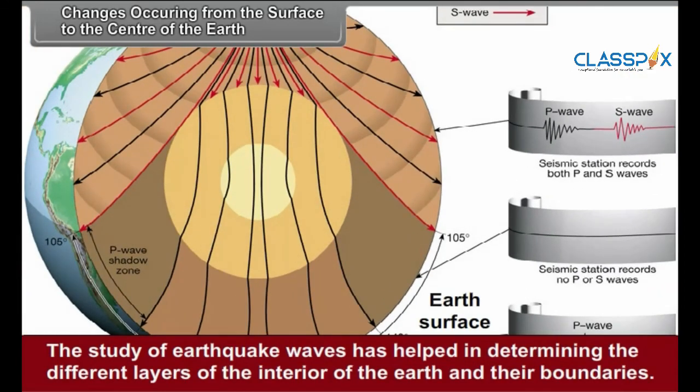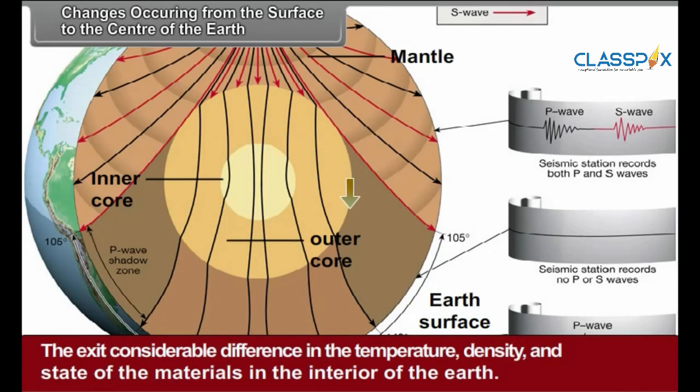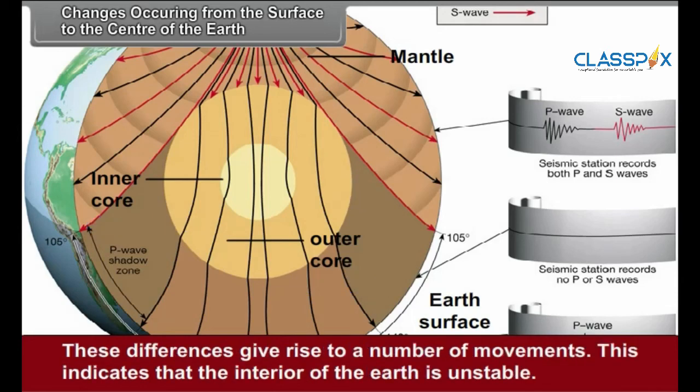The study of earthquake waves has helped in determining the different layers of the interior of the earth and their boundaries. There exist considerable differences in the temperature, density, and state of the materials in the interior of the earth. These differences give rise to a number of movements. This indicates that the interior of the earth is unstable.